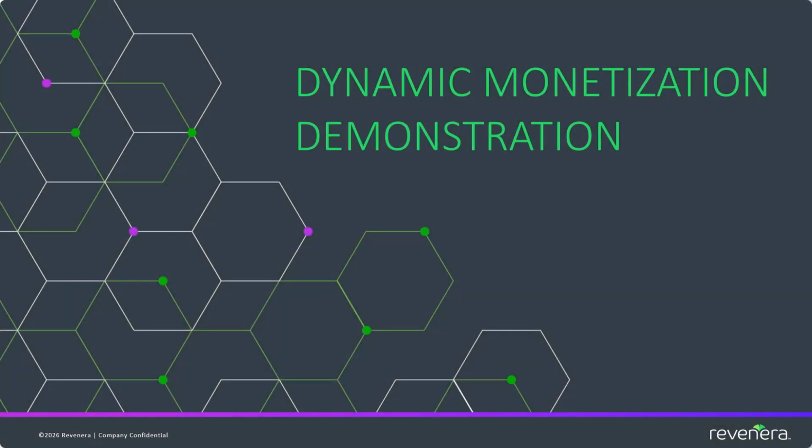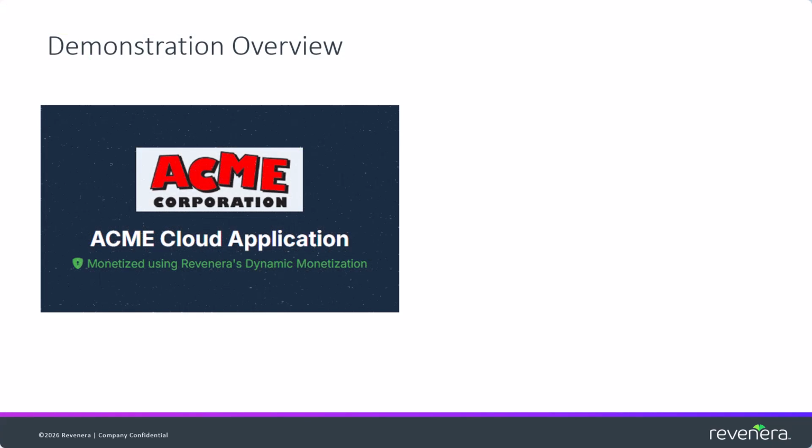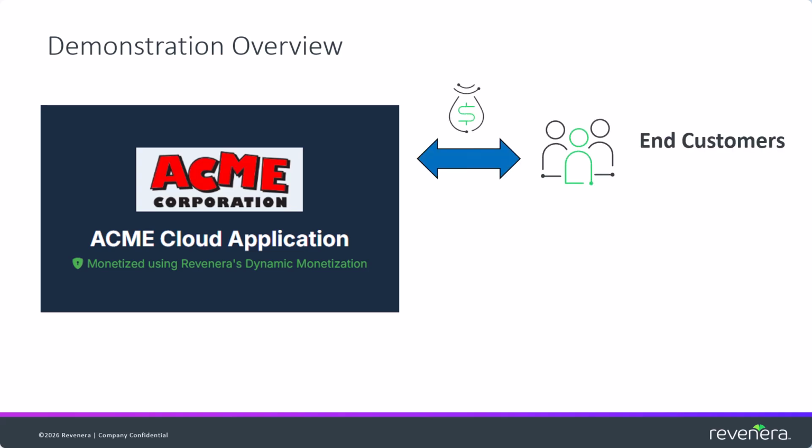Hello, in this video, I will be providing a brief demonstration of an application instrumented with Revenera's Dynamic Monetization APIs, providing consumptive token-based licensing. In this use case, the fictitious Acme Corporation provides a cloud application to its end customers. Customers purchase a pool of tokens, which are then consumed in various ways depending on the use of the application.